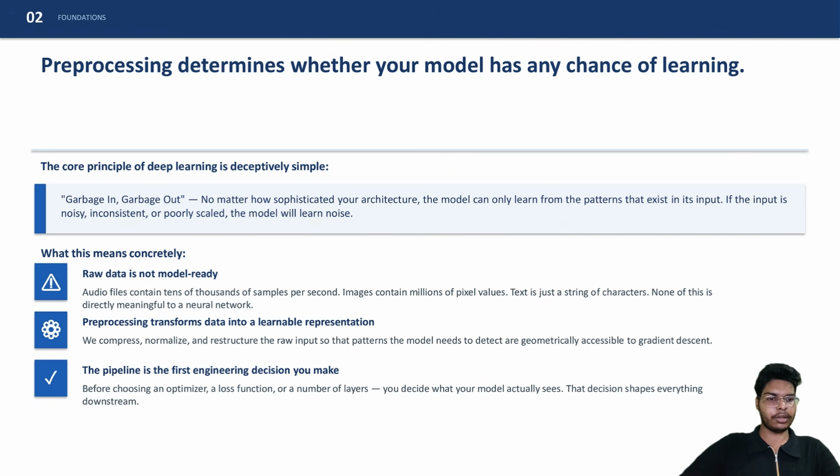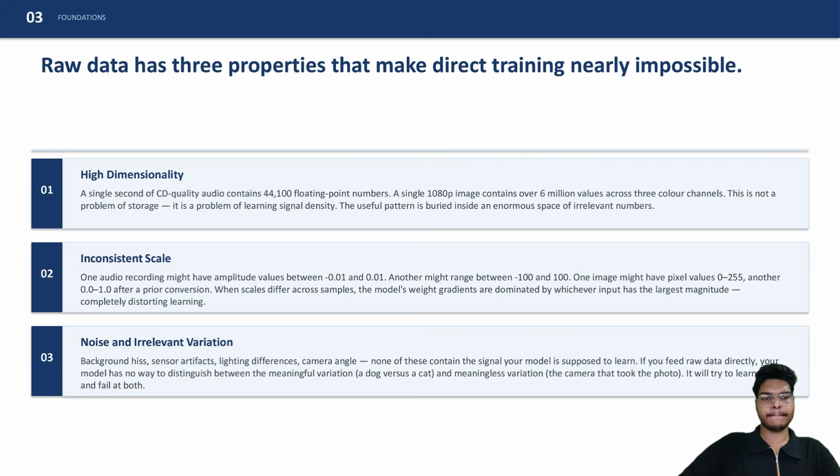Raw data is never model ready. Audio is tens of thousands of numbers per second. Images are millions of pixel values, and none of them is meaningful to a gradient optimizer by default. Preprocessing converts raw reality into a representation the network can actually learn from. And critically, this is the first engineering decision that we make, before architecture, before optimization, and before doing anything.